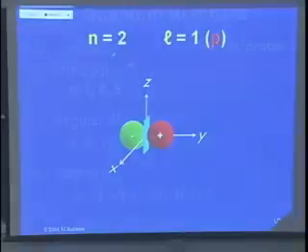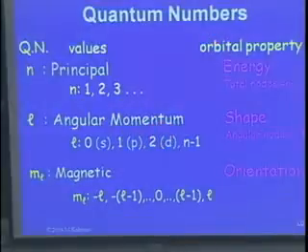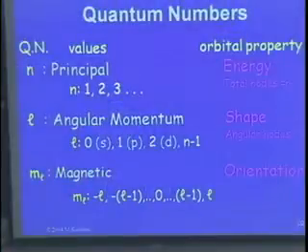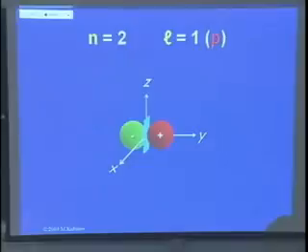The total nodes is n minus 1. So how many total nodes can we have if n equals 2? 1 total node. Now the differentiation is, the number of angular nodes is L. So if L equals 1 in this case, that is 1 angular node, okay? And now, m sub L, what can that be? Minus 1, 0, and 1.